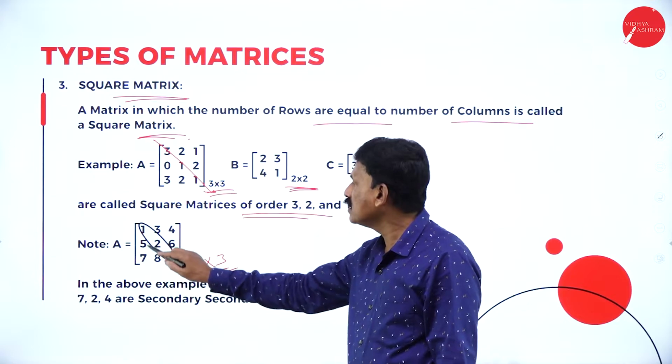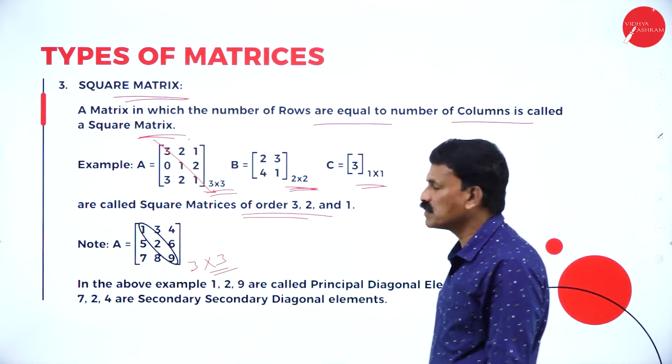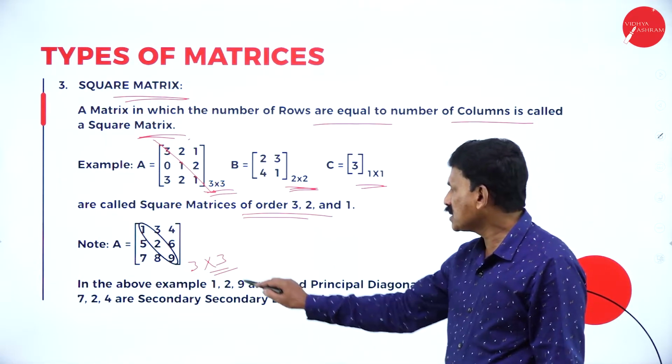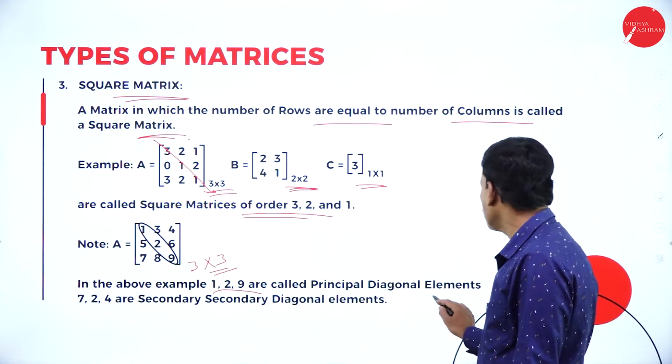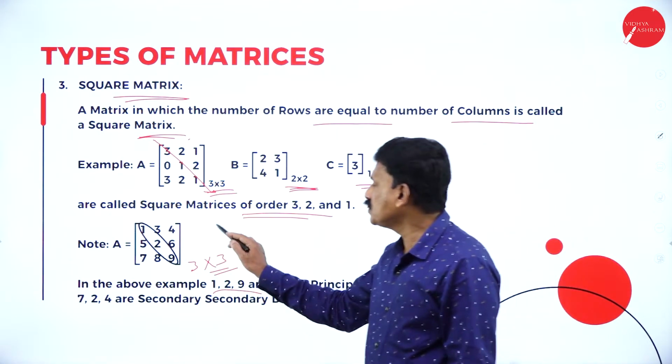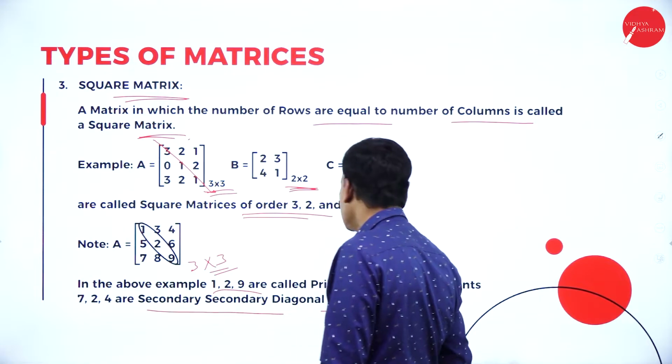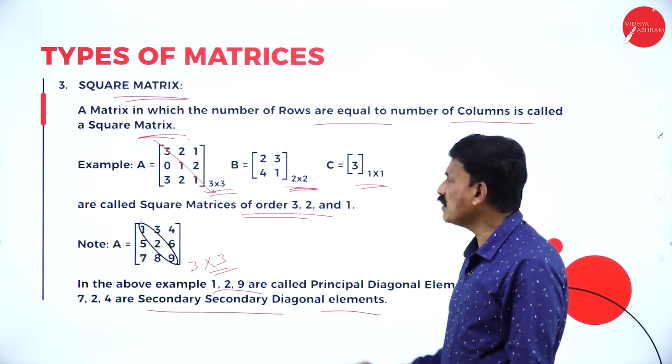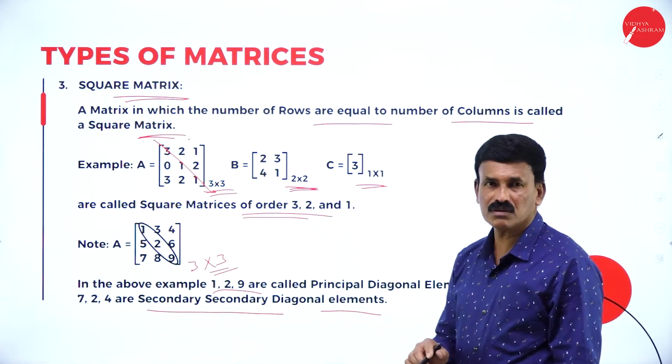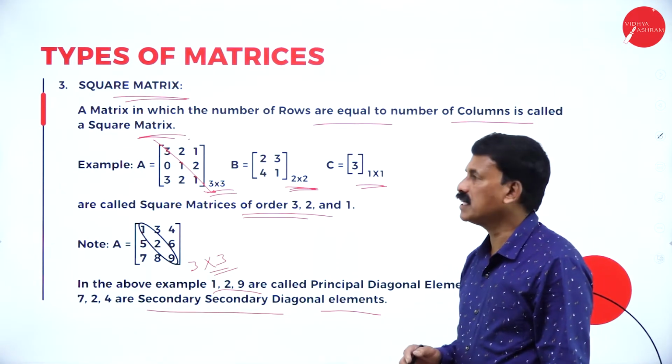In this example, 1 to 9 is the principal diagonal element. In the above example, 1 to 9 are called the principal diagonal elements, and the 7 to 4 are called the secondary diagonal elements. So the elements from left top corner to the right bottom corner are called the diagonal elements.